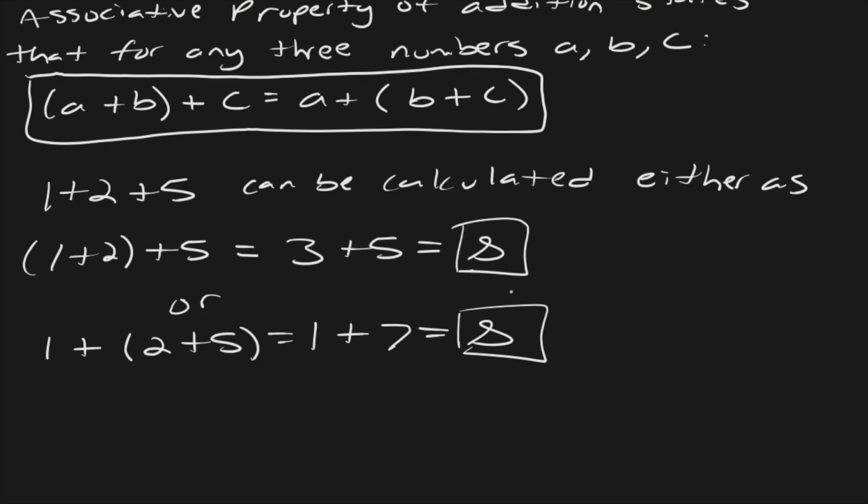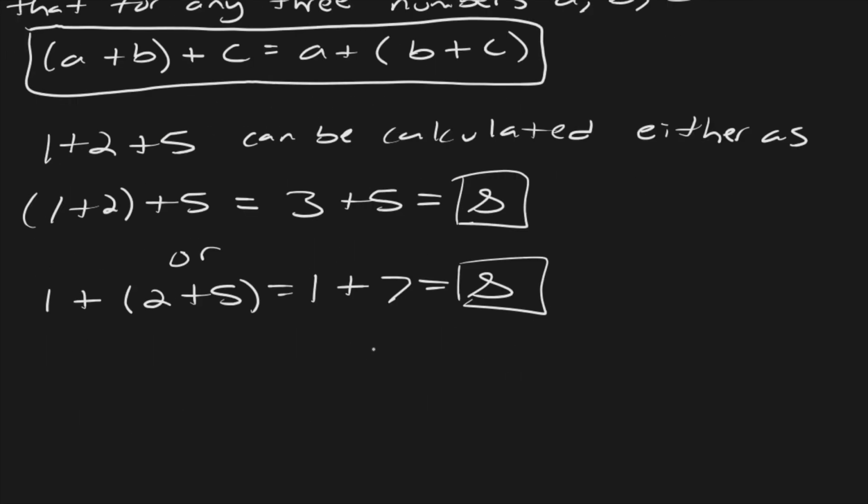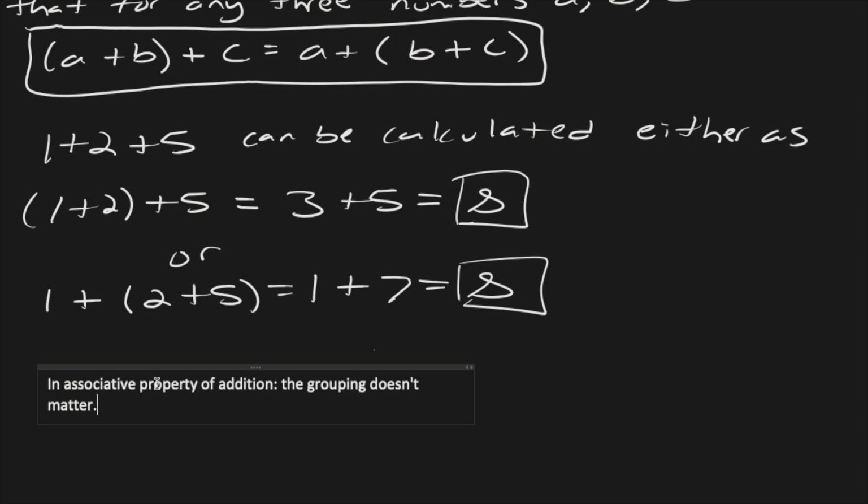And look at that. They equal the same thing, even though those 3 numbers have been moved around or added in a different order. It still gives us the same result. So the grouping doesn't matter. The sum is the same. Remember that. Let's write that down: associative property of addition, the grouping doesn't matter. The sum is the same.